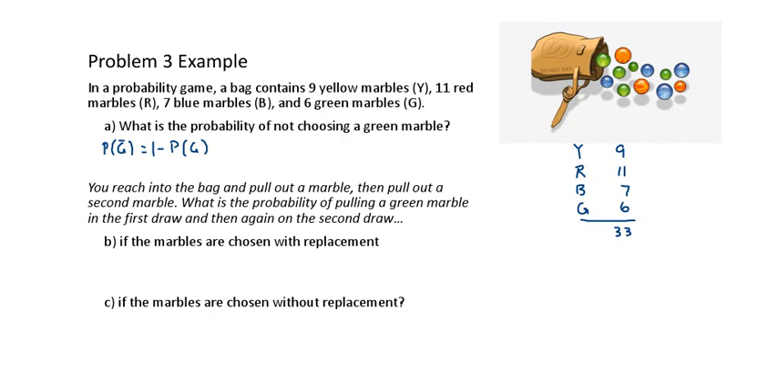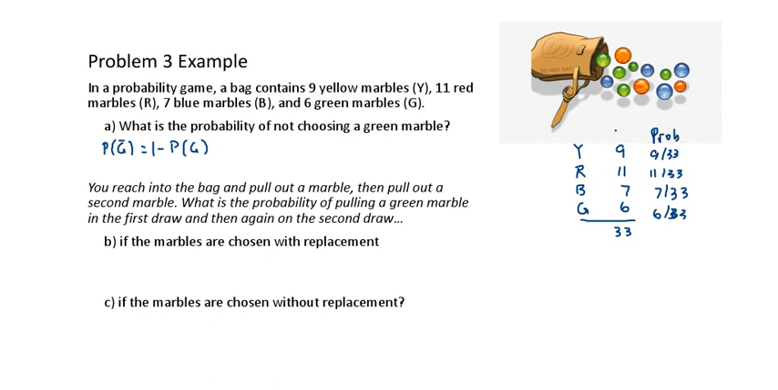So the probability of each one of these is going to be found by taking the event and dividing it by the total. So there's a 9 out of 33 chance we pull a yellow marble, an 11 out of 33 chance that we pull a red marble, 7 out of 33 that we're going to pull a blue marble, and the one we're interested in is 6 out of 33 of getting a green marble.